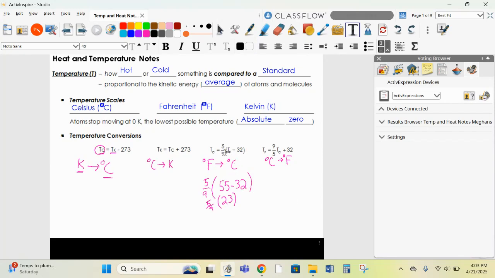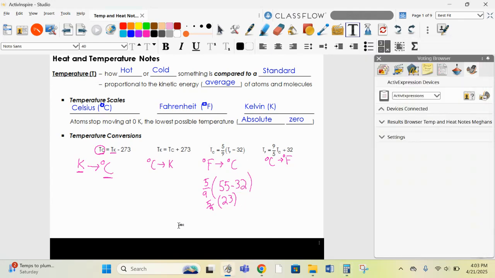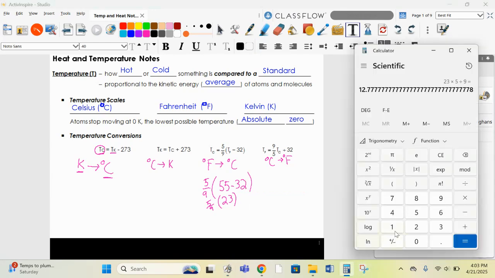So if I have 55 degrees Fahrenheit, I want to know what that is in Celsius. I take 55, I subtract 32, that gives me 23. 23, I multiply by 5, I divide by 9. Because that's all a fraction is, you're multiplying the top number and dividing the bottom, and that is 12.8 degrees Celsius. If I'm using the other one, let's just say I had 10 Celsius. I'm going to multiply by 9, divide by 5, and then add 32. 10 degrees Celsius is 50 degrees Fahrenheit.